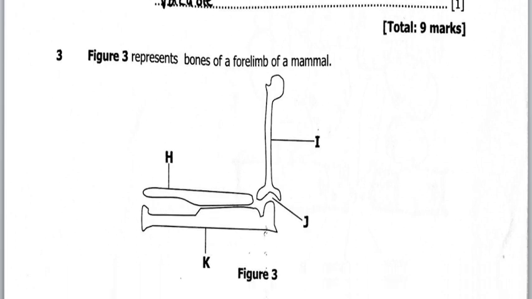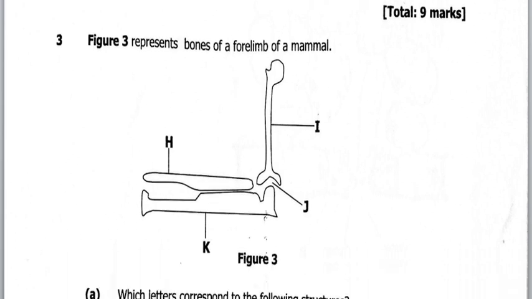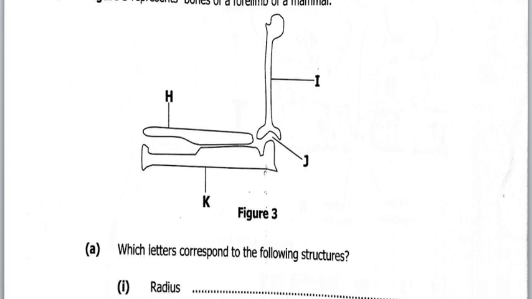Question 3, figure 3 represents bones of a forelimb of a mammal. This one is coming from locomotion, the skeleton system. Which letters correspond to the following structures? In short, we want to give names to these structures that we have. What do you think is the name of this bone? I is actually called the humerus.